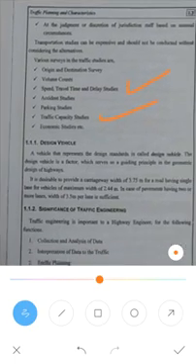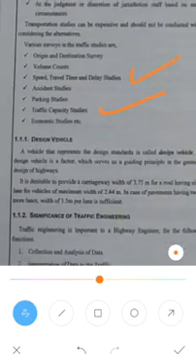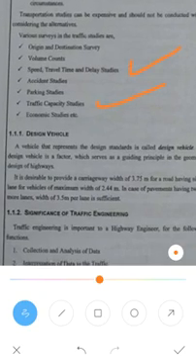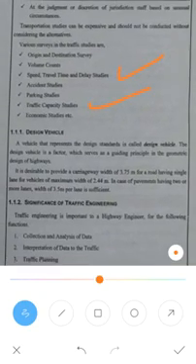So next we'll go for the design vehicle. Design vehicle is nothing but the standard vehicle which represents the design standards. In a standard definition, a vehicle that represents the design standards is called a design vehicle. The design vehicle is a factor which serves as the guiding principle in the geometric design of the highway.